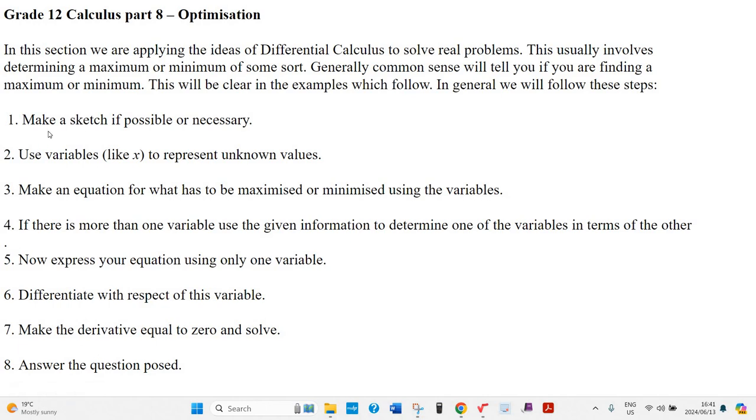The first thing, making a sketch, letting x or y equal things you don't know. Make an equation for what has to be maximized or minimized. If there's more than one variable, you've got to put everything in terms of one variable. So that's important. And then you put your equation together and then you differentiate it. And then you make the derivative equal 0, and that's where your min or max will be.